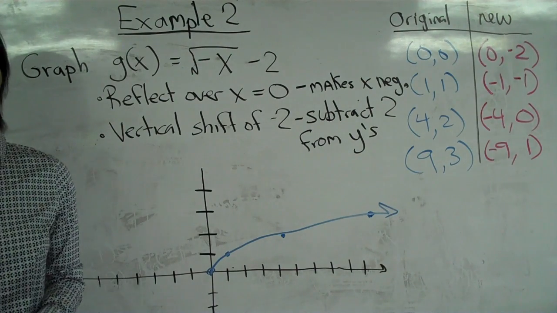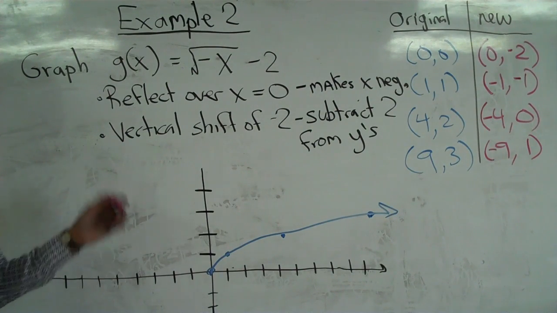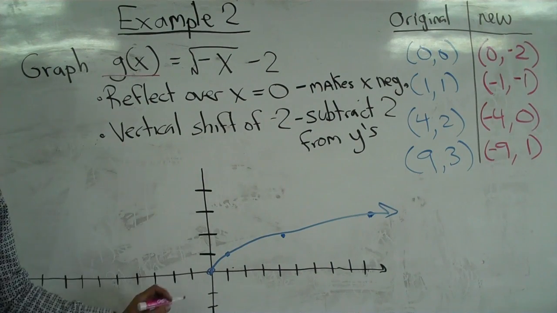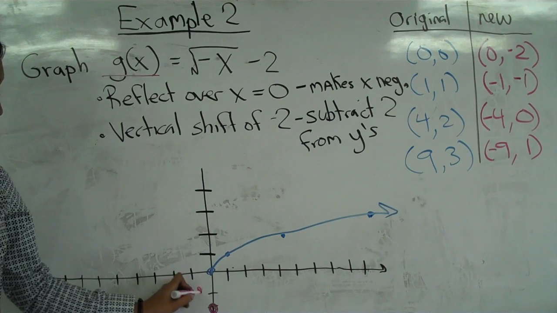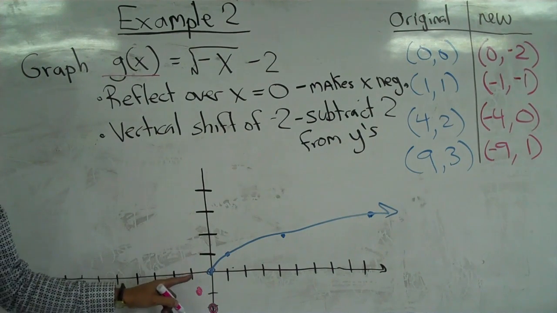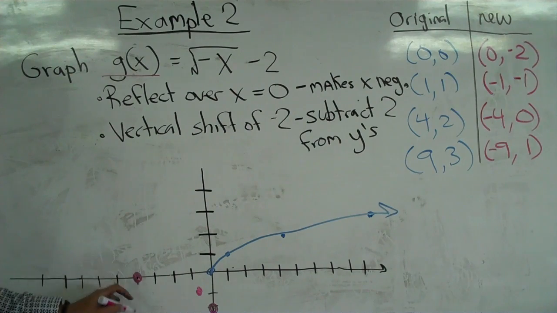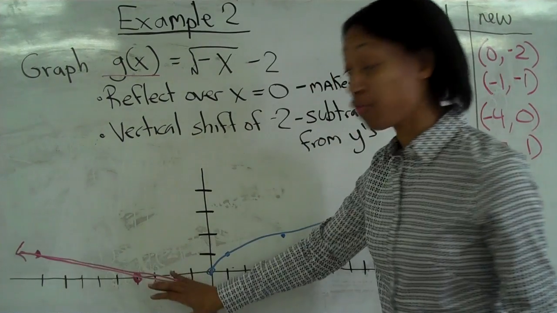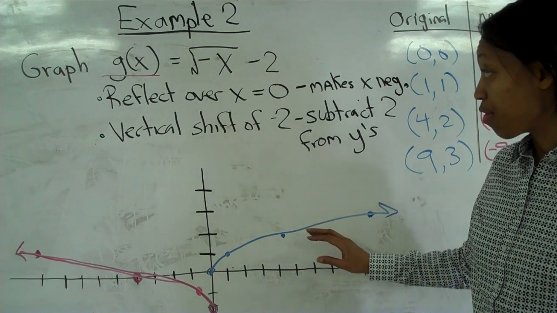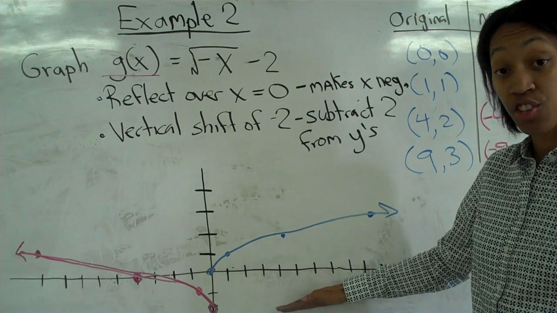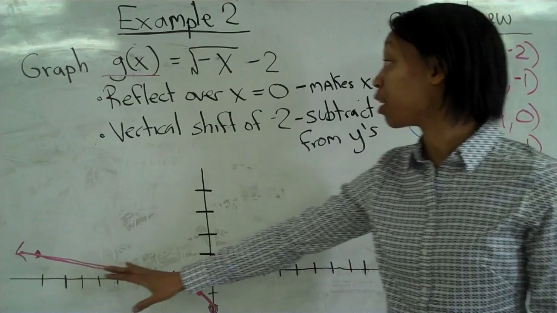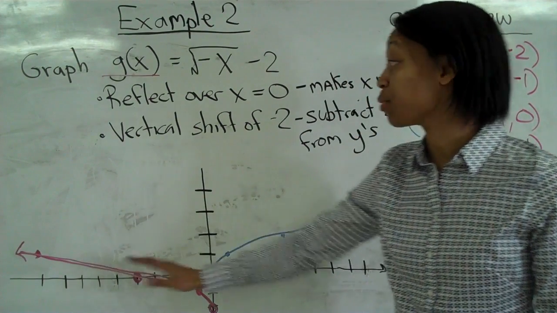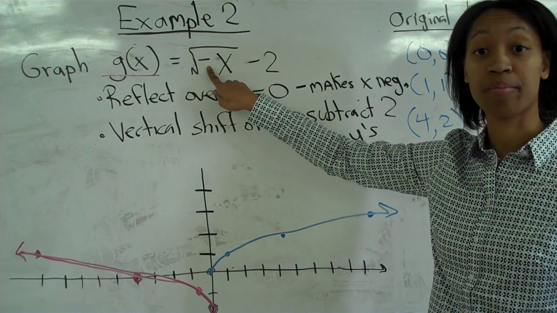So now I can graph my new function. My new function g of x is going to be graphed in pink. And we're going to have 0, negative 2, and negative 1, negative 1, negative 4, 0, and negative 9, 1. Okay, so here's our new function in pink, and you can see that the function has been shifted down 2. That's from this negative 2 right here, and it's been reflected over the line x equals 0, which is what the negative did right here.